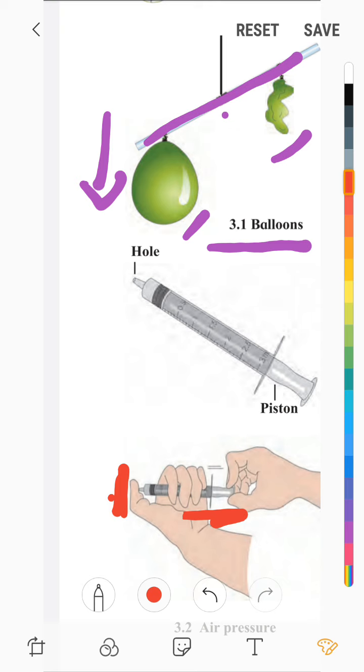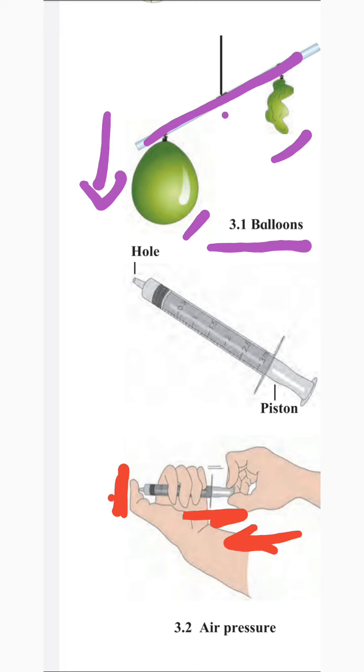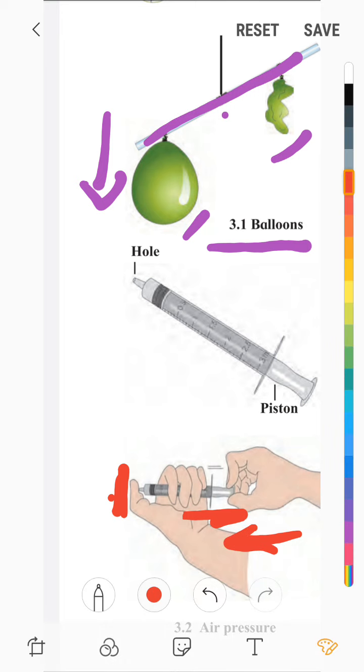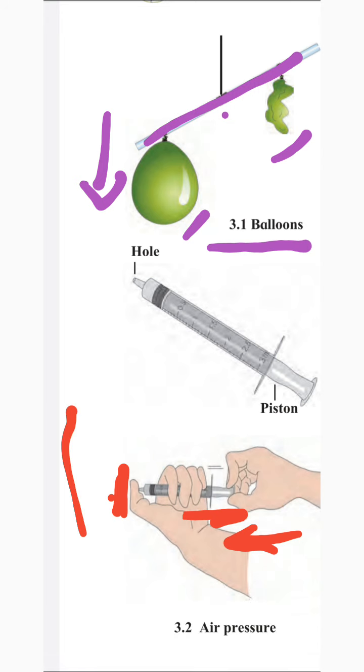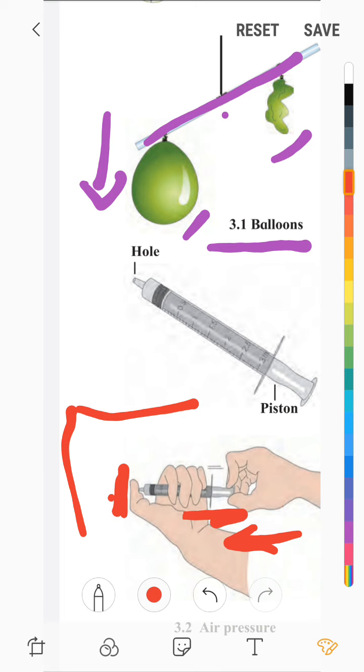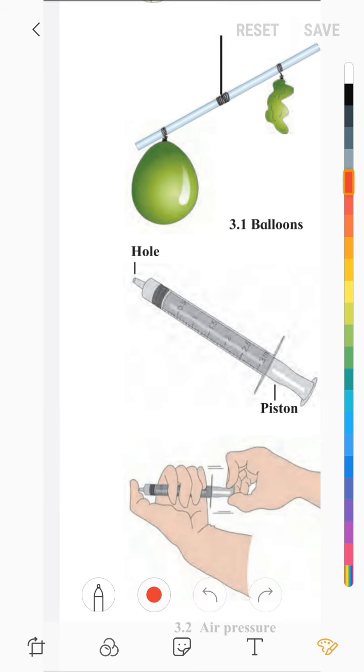That is why, when the pulled out piston is released, it is immediately pushed in again. If this experiment is repeated, holding the syringe in different positions like vertical or horizontal or inclined, the piston is found to go in to the same extent in all the cases. From this, we can infer that atmospheric pressure is the same in all the directions.